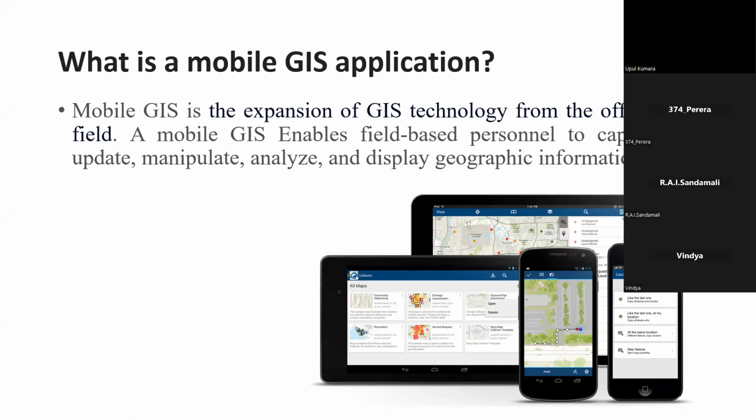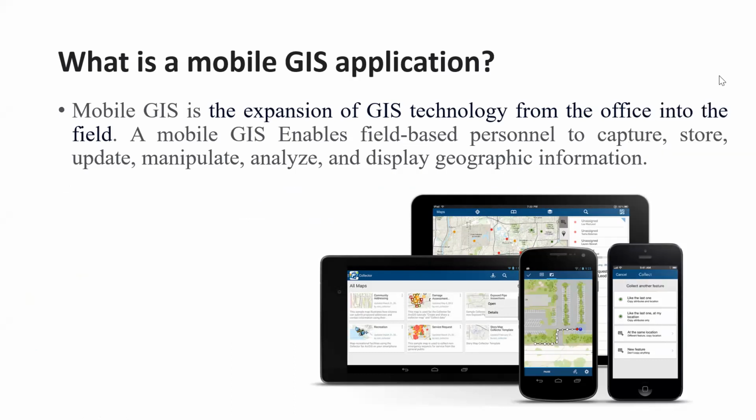As I mentioned earlier, mobile GIS helps us create field data collection and collect spatial data from the field. It can help capture, store, update, manipulate, and analyze everything. It means we should have a facility to display the geographical information from the mobile.